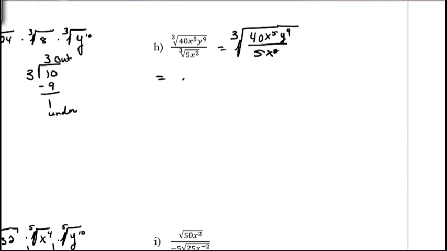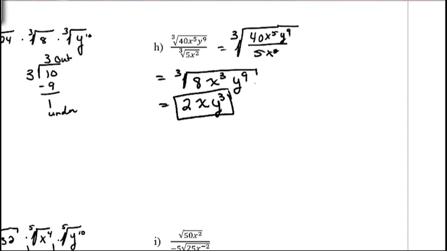And 40 divided by 5 is 8. And x to the fifth divided by x squared is x cubed. And then we have y to the ninth. And this is the cubed root. We can take the cubed root of 8, it's 2. And the cubed root of x cubed is x. And the cubed root of y to the ninth is y cubed. So 2x y cubed is our final answer.